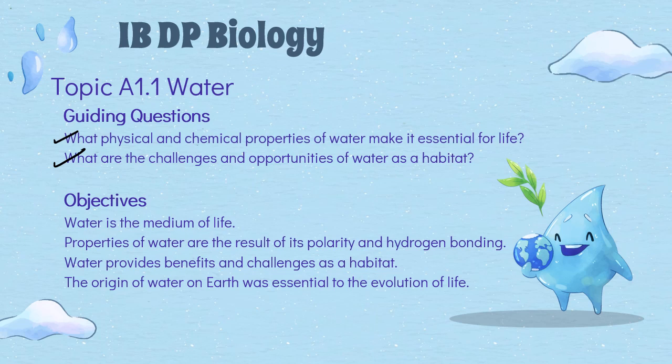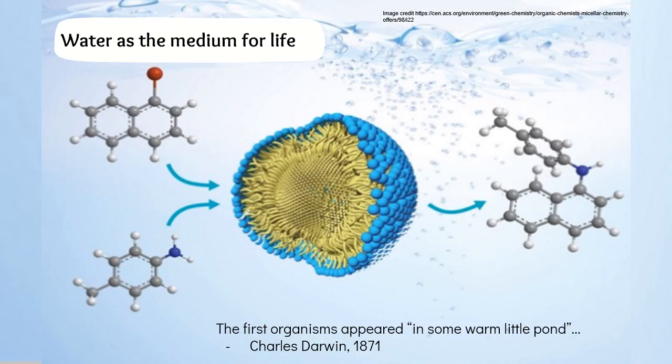Our objectives today: we're going to look at how water is the medium of life. We're going to talk about the properties of water that are the result of its polarity and hydrogen bonding. We're going to look at how water provides some benefits and some challenges as a habitat. We're going to wrap up with a look at the origin of water here on Earth and how it was so essential for the evolution of life.